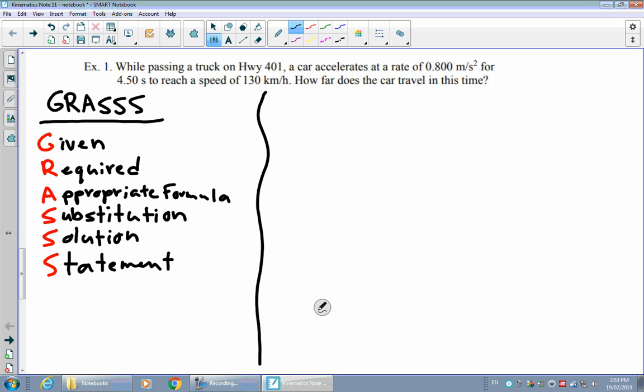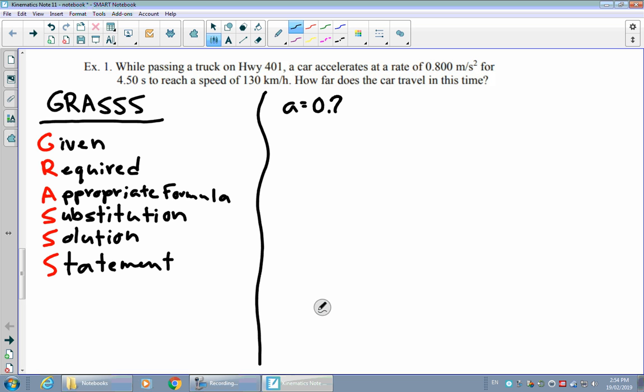and now we can actually start our problem-solving process. So specifically in this question, we're dealing with a car that's accelerating at 0.8 meters per second squared, does that for 4.5 seconds, and eventually reaches a speed of 130 kilometers an hour. And we want to try and find how far does the car travel in this time. Well, the first thing we need to figure out is the G, the givens. So what is given to us? Well, the first thing we are told is an acceleration rate. So we can write down what a is equal to.